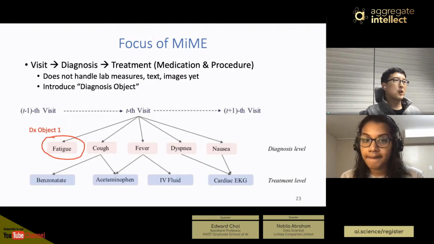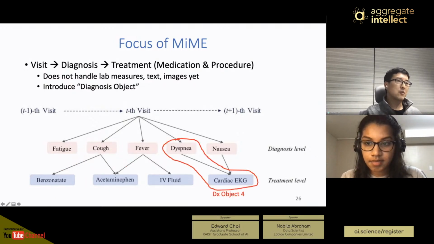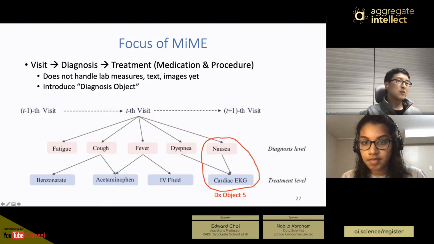So I came up with a new concept in MIME called diagnosis object, DX object. So this individual thing could be DX object 1. Here, cough and its related treatments form DX object 2, DX object 3 with fever, 4 and 5. So there are 5 different DX objects.